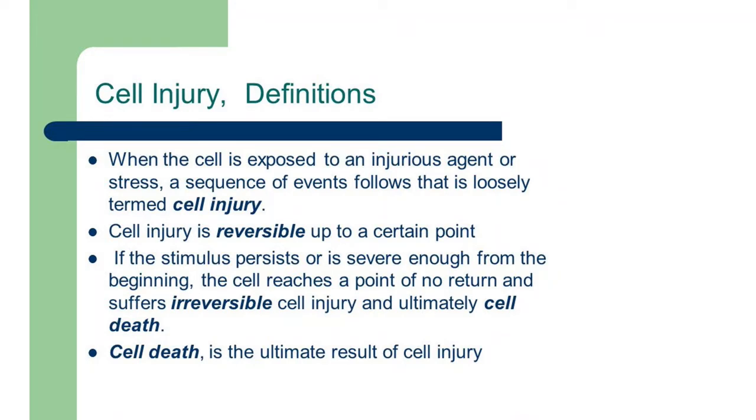If the stimulus persists or is severe enough from the beginning, the cell reaches a point of no return and suffers irreversible cell injury and ultimately cell death. So when the stress becomes too much, or when the injury is severe from the beginning, there's a possibility that the cell may not be reversible, and it suffers irreversible cell injury. And if it goes into irreversible cell injury, ultimately the cell will die because it cannot heal itself again.